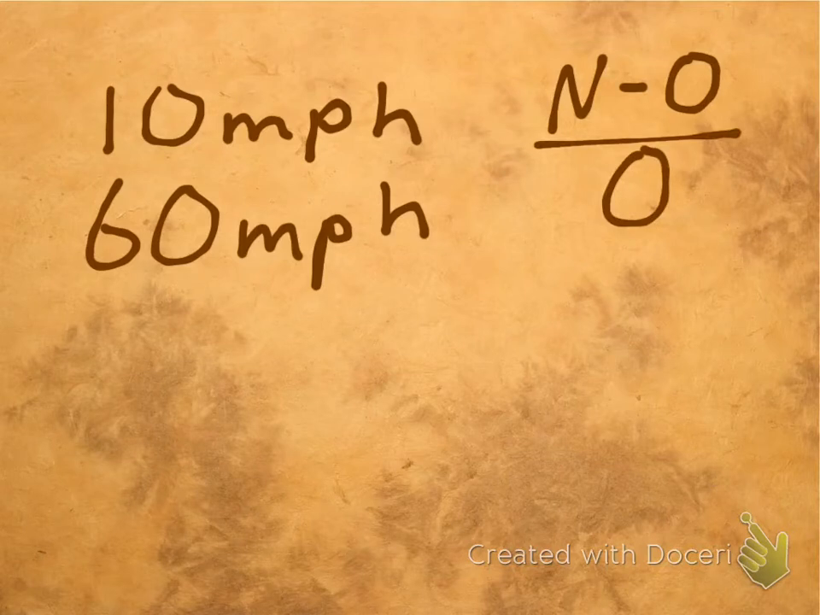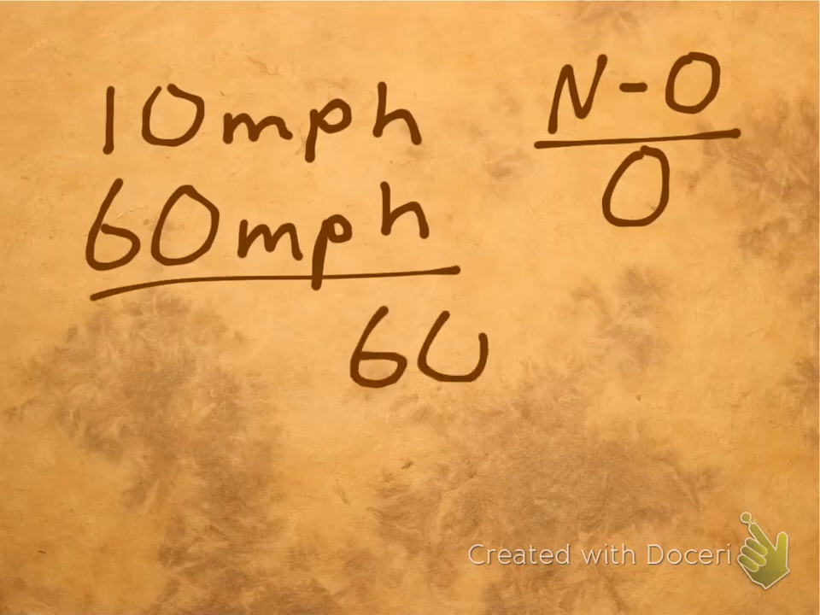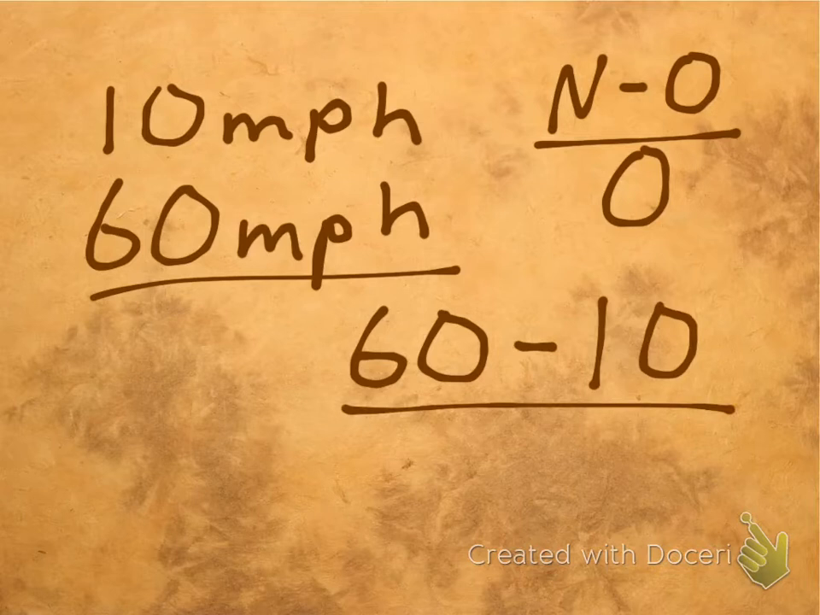Okay? So, if we went from a breezy wind to a storm wind, what is my new number? What did we change to? 60. 60 would be my new number. So it's going to be 60 minus, what's my old? 10 over 10.